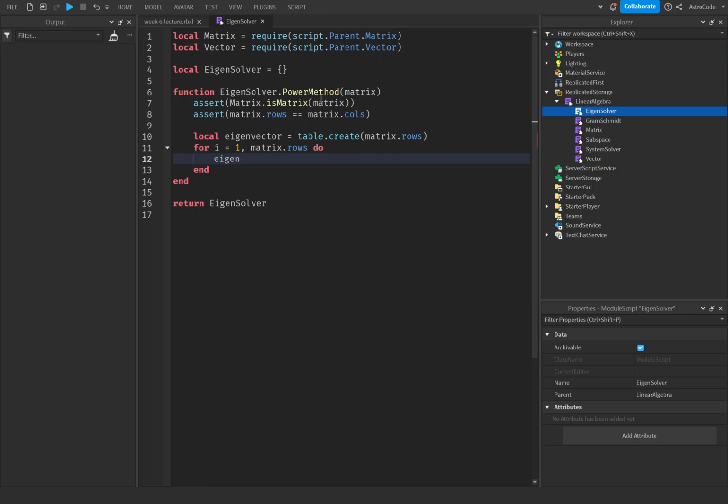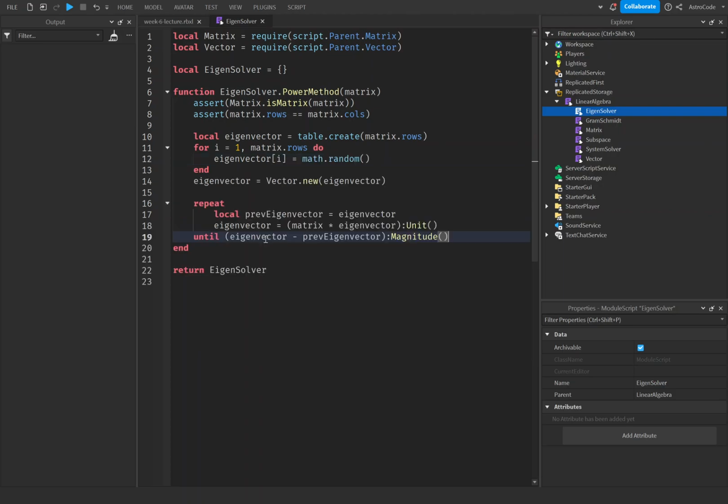And then we're going to keep doing this until our successive iterations get really close, and so we know that we're converging on a solution. We converge on a solution when the magnitude of the difference between our successive eigenvectors is less than some really small number.